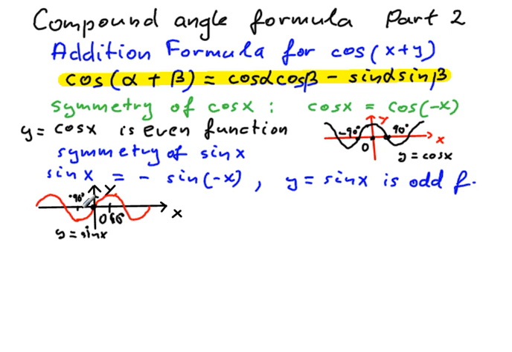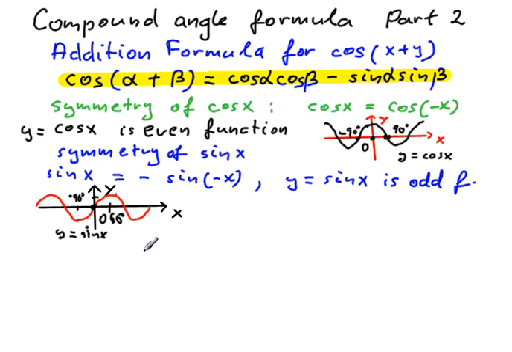Take another value: sine 30 degrees is 1 over 2, and sine of negative 30 degrees is negative 1 over 2. To make them equal, you must multiply either ratio by negative 1. A function like that we call an odd function. Any odd function is symmetrical about the origin, and the value of the function at a given x is equal to the negative value of that function at negative x.